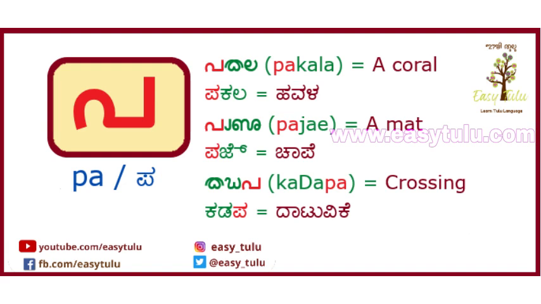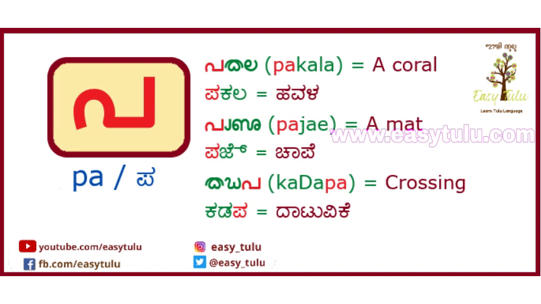Next one is pa. Pa. Examples: Pakala. Pakala means a coral, Havala in Kannada.